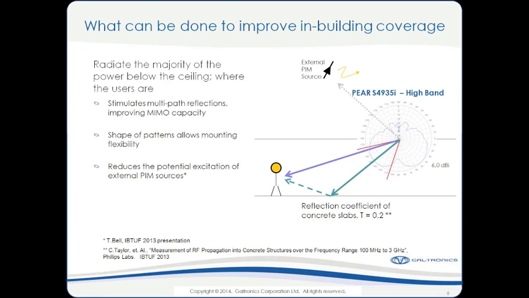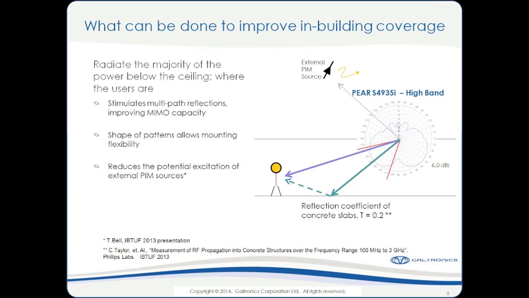It provides more power where the users are, and in addition to that, it doesn't radiate power up into the plenum space above the ceiling. There are several presentations available from folks more qualified than I am to talk about PIM, where PIM sources that may exist in the plenum space won't be excited if you don't radiate power in their direction.